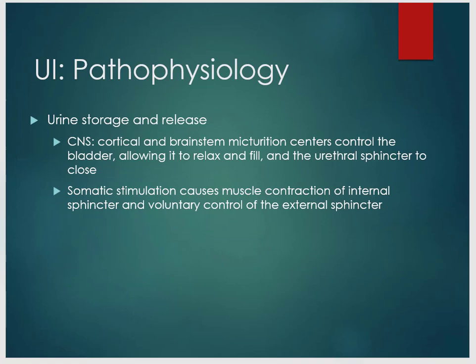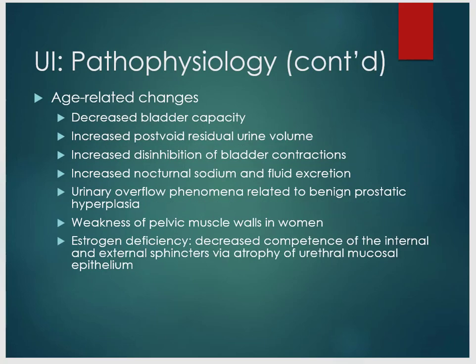So the pathophysiology of urinary incontinence: we know that urine is a storage and release type of system. If there are concerns that there's CNS involvement, there may be brainstem center issues that impact whether the bladder relaxes and fills, and it also controls how the sphincter closes. There is also somatic stimulation, which impacts the contractions of the internal sphincter and control of the external sphincter.